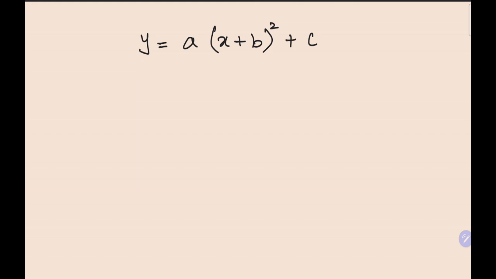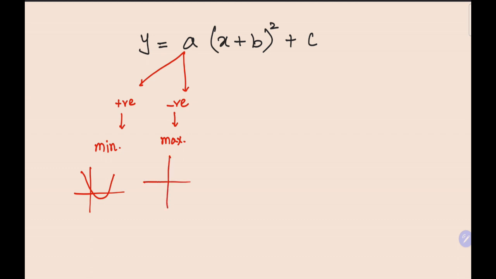First of all, if a is positive, then we can tell that this is a graph of a minimum function, or this is an equation for a minimum graph. And if a is negative, then we can say this is the equation of a maximum graph. A minimum graph is a happy face quadratic graph, and a maximum graph is a sad face quadratic graph.